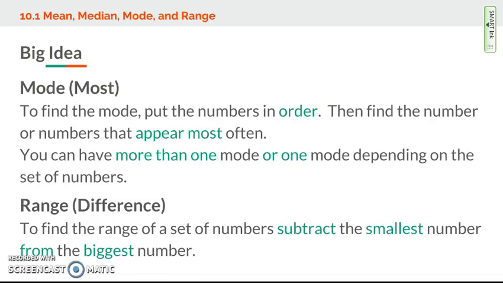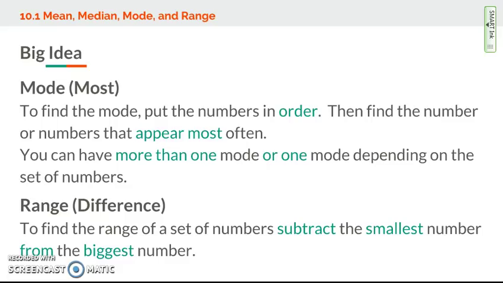Then we have the mode, or the number that occurs most often in our set of data. To find the mode, you're going to put the numbers in order again, from smallest to largest, and then find the number or numbers that appear most often. When you have the mode, there could be no mode. There could be numbers that do not repeat at all, so then you would write no mode. You can have one mode, so one number, or you could have lots of modes. We'll look at some examples of how to write that. But just know that there could be a possibility that there is no mode in our set of data.